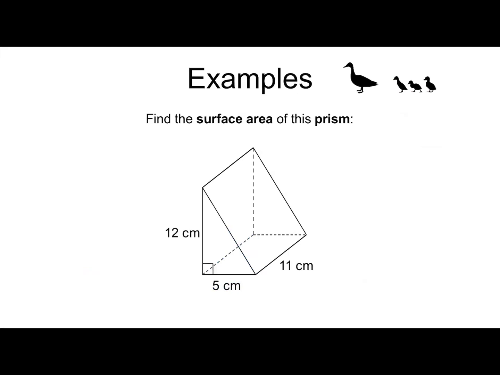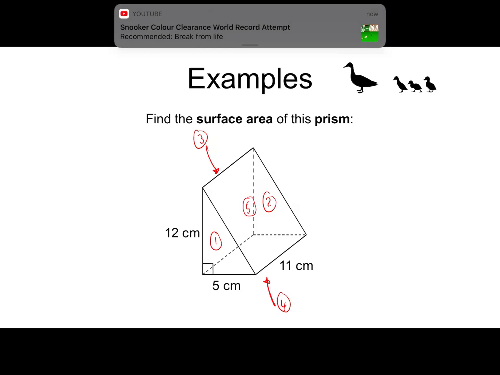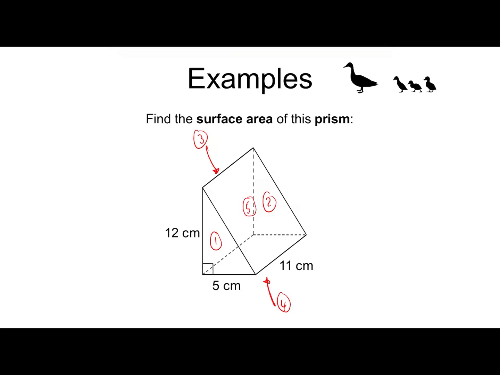Right, now, here's a prism. And what we've got to do is find out the surface area of this prism. It's getting tricky now because we've no longer got a straightforward shape. We've got to think, how many faces are there? Well, there's a triangle at the front and a triangle at the back. And then there are 3 rectangles: a rectangle at the back, a rectangle at the bottom, and this slanting rectangle here. So I've got 3 rectangles and a triangle.